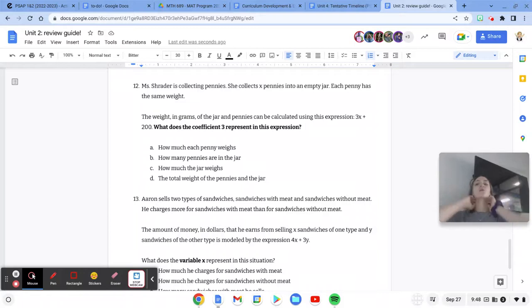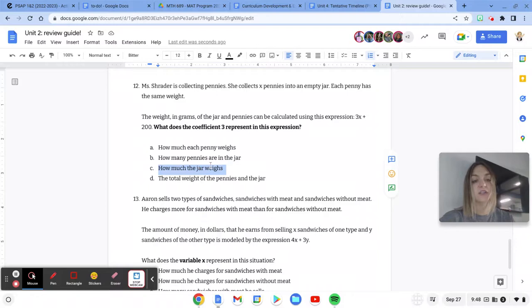So let's just go through the answers and see what makes the most sense. A: 3 can be how much each penny weighs. Well, that would make sense because 3 is right next to X, and we know that X is the number of pennies. So 3 grams per penny makes sense. B says how many pennies are in the jar. It doesn't tell me anywhere that there are only 3 pennies in the jar, so it can't be B.